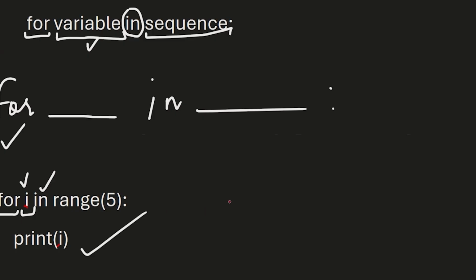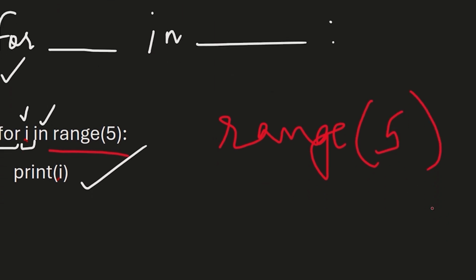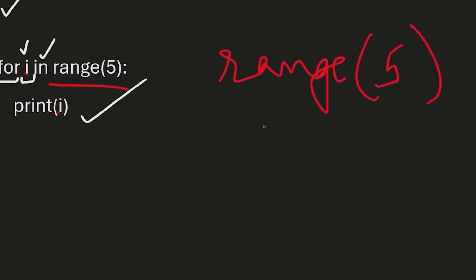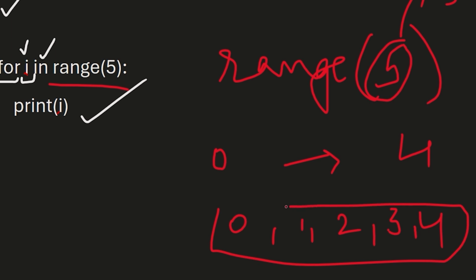So now what is the range function doing here? The range function is returning a sequence. For example, here it is written range 5. What is the meaning of this function? It will return all the numbers from 0 to 4: 0, 1, 2, 3, and 4. Why not 5? We have written 5 here. We want 5 integers, so that's why we have written 5, but it will always start from 0 only. It will not start from 1.